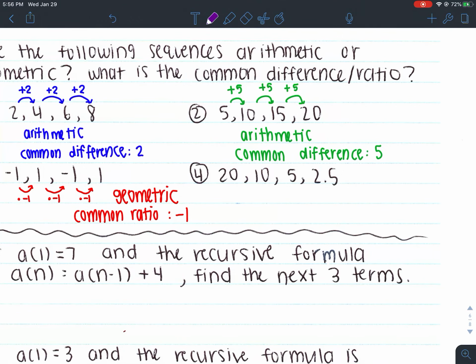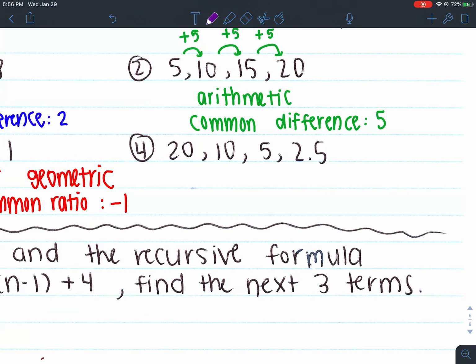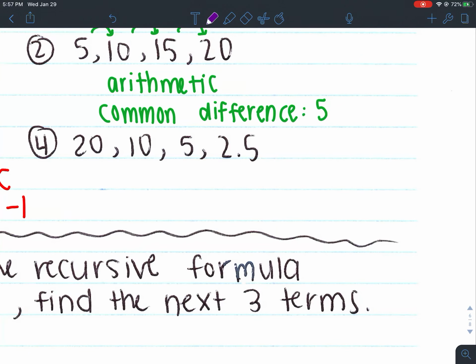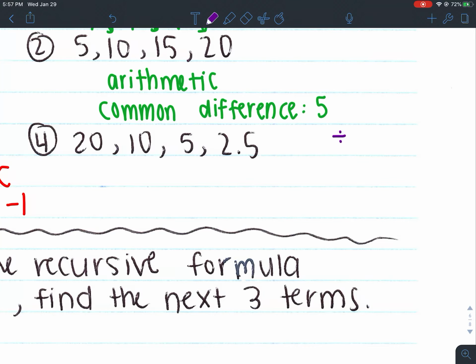Okay, lastly, I have 20, 10, 5, and 2.5. Now, I notice that my numbers are going down, but they're not going down by adding or subtracting. I'm actually dividing by 2. But at the very beginning, we said there's no such thing as division. So what do I have here? Well, if there's no such thing as division, I've got to find a way to say that this is multiplication. If I'm dividing by 2, I'm multiplying by 1/2, right? If I'm dividing by 3, what do I multiply by? 1/3. If I'm dividing by 5 from term to term, I'm actually multiplying by 1/5.